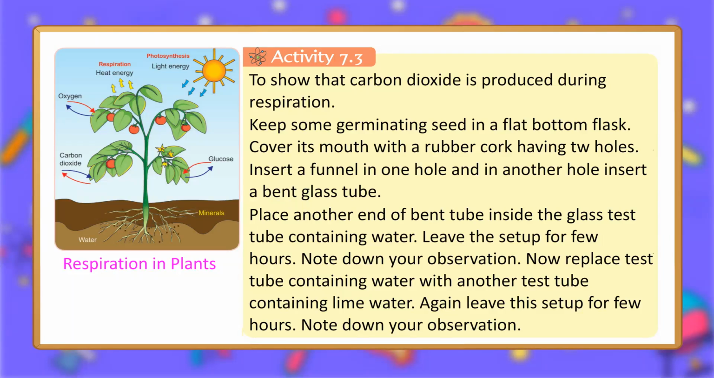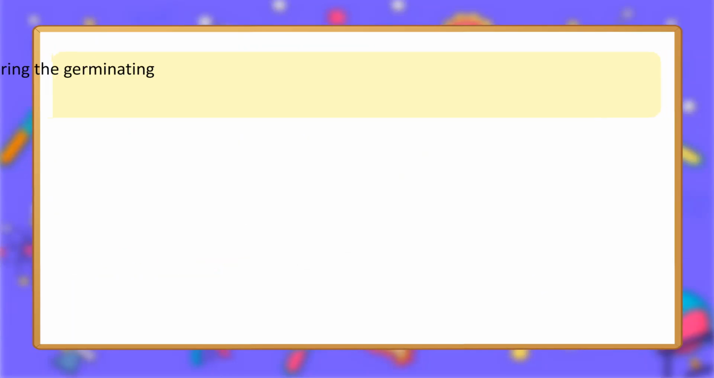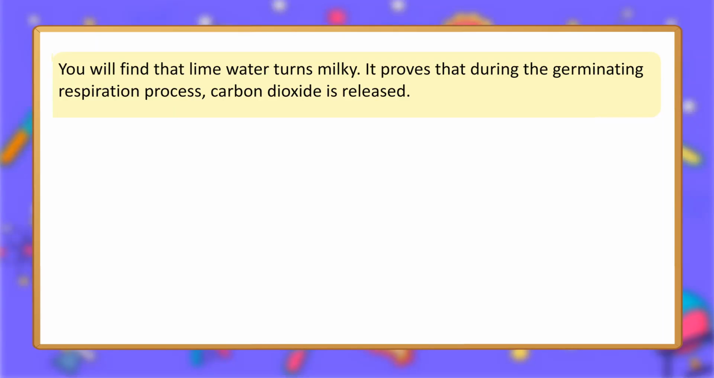Note down your observation. Now replace the test tube containing water with another test tube containing lime water. Again leave this setup for a few hours. Note down your observation. You will find that the lime water turns milky. It proves that during the respiration process of germinating seeds, carbon dioxide is released.